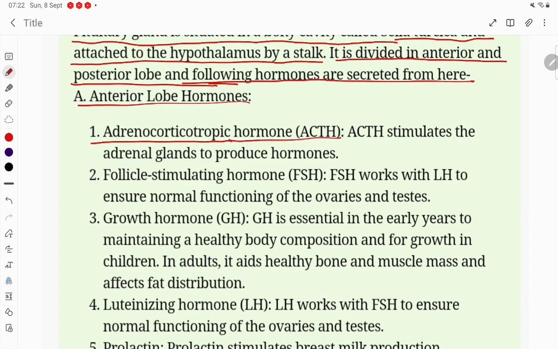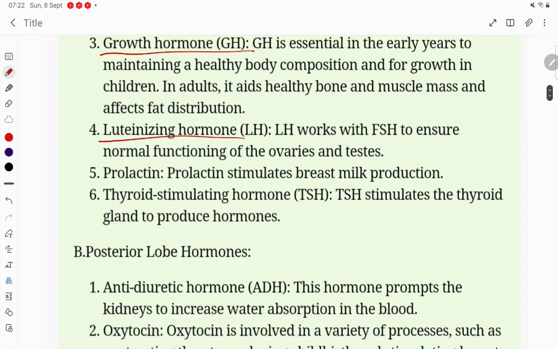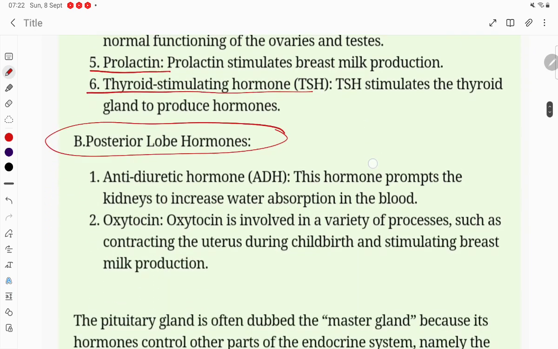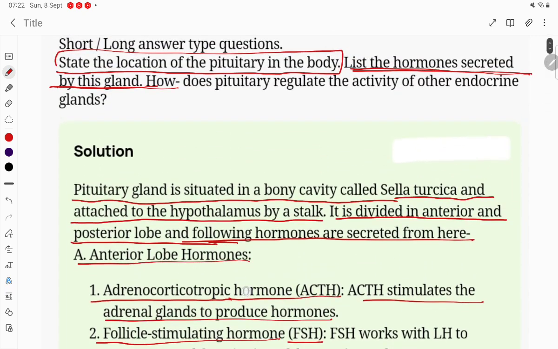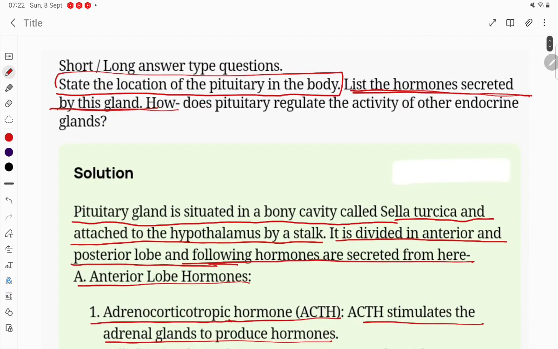Corticotropic hormone, that is ACTH, stimulates the adrenal gland to produce hormones. Follicle stimulating hormone, FSH. Growth hormone, luteinizing hormone, prolactin, thyroid stimulating hormone, that is TSH. The posterior lobe secretes antidiuretic hormone, ADH, and oxytocin. So there are many hormones which are produced by the pituitary gland.